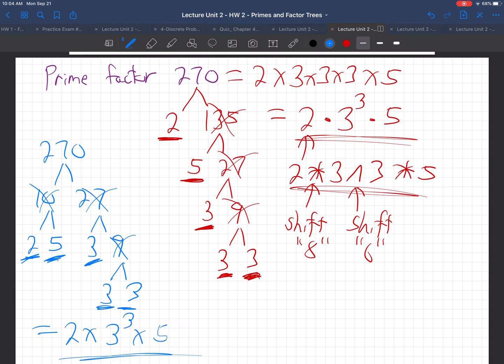So it doesn't matter how you break it down. Start by dividing by 2. Start by dividing by 10. 3, 5, whatever you want, you'll end up with the same answer because it's kind of like the DNA code of a 270. This is what makes a 270. 2 times 3 cubed times 5. That's the guts, the identity of a 270. So that's the stuff in a 270.